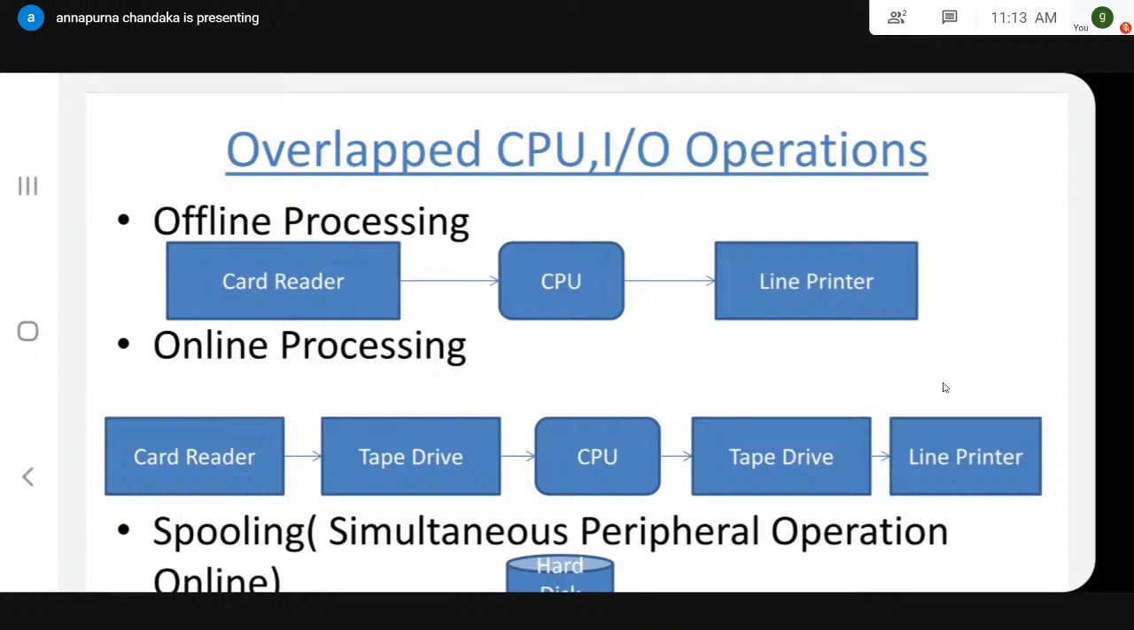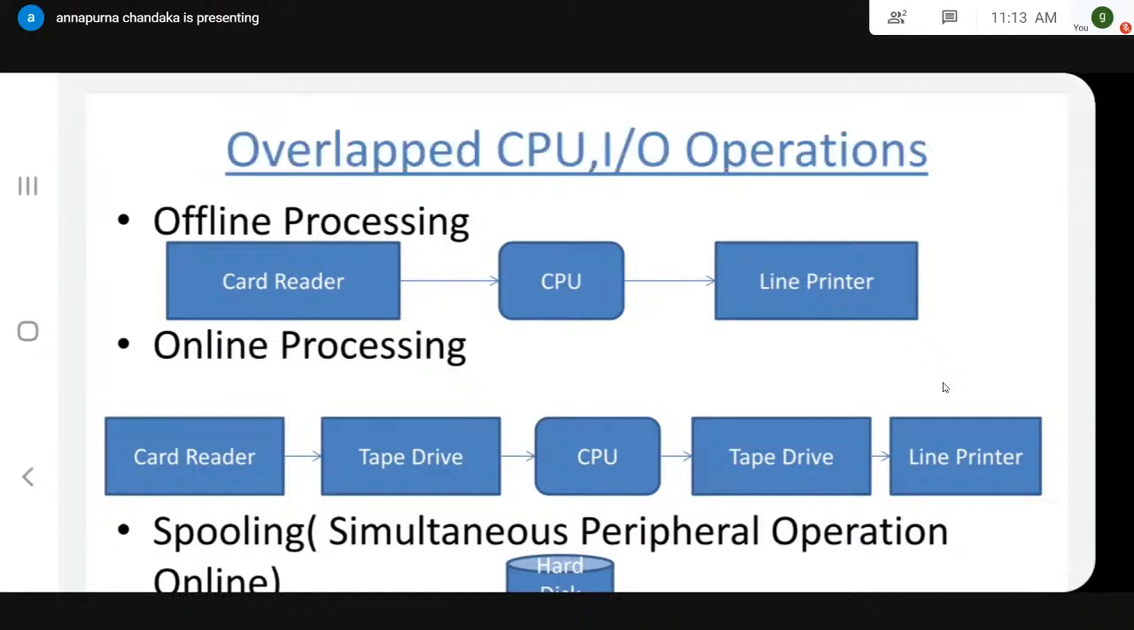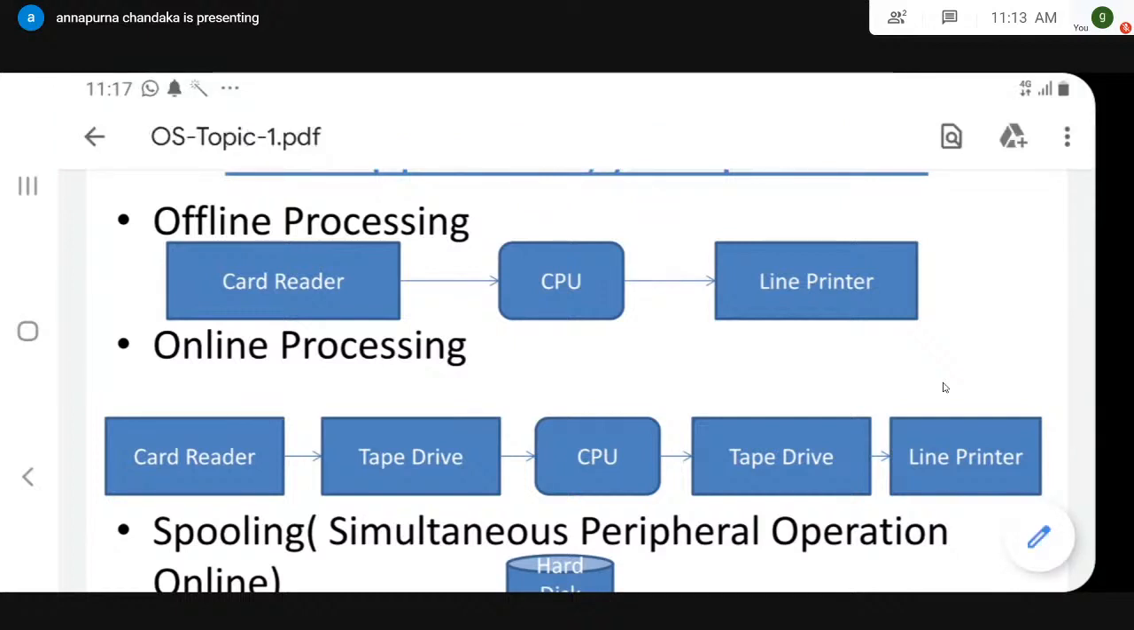Now here you can observe it: the CPU speed completely depends upon card readers and line printers. This kind of concept, where the CPU speed completely depends on card readers and line printers, is called offline processing.